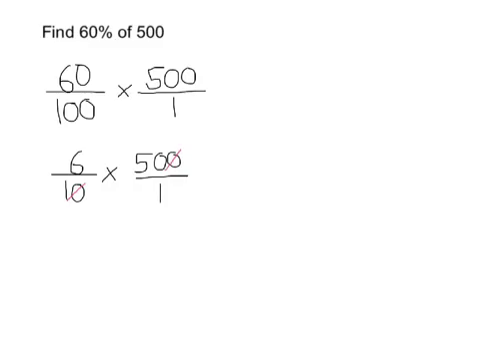6 times 50 should be fairly straightforward. It's going to be 300. Sorry, I've got the wrong color pen there. So 60% of 500 is 300.